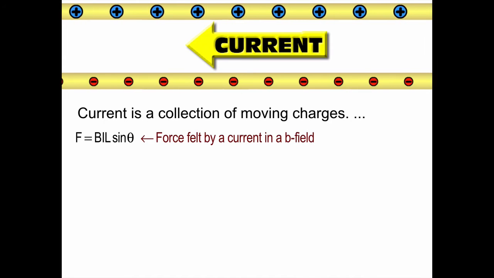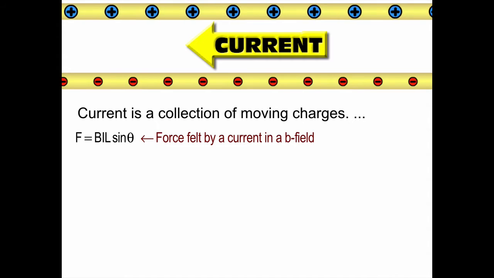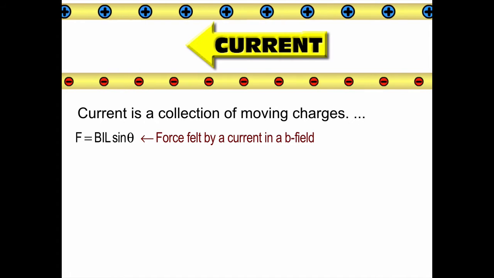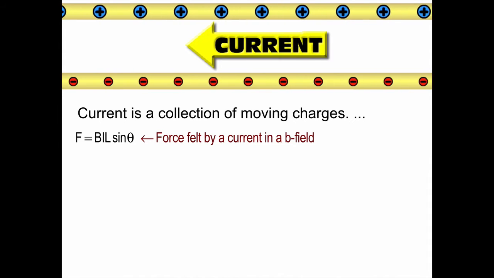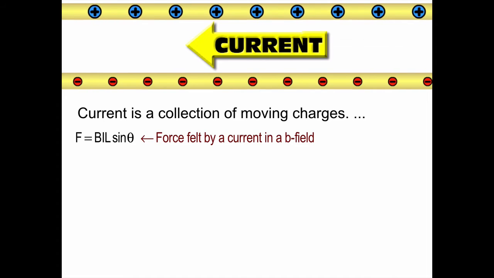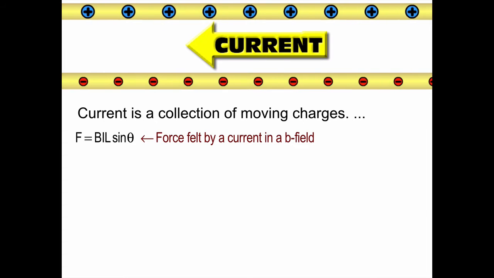So we know in the moving through the wire, we define it as BIL sine theta. That was the force, the magnetic force. B is the B field, I is the current, L is the length in the magnetic field, and theta is the acute angle between the length of the wire and the magnetic field.